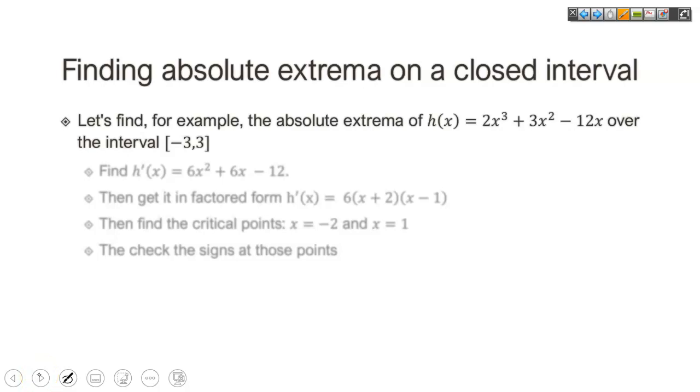Finding the absolute extrema on a closed interval. Let's find, for example, the absolute extrema of h. Apparently all my work just popped up and I can't find it. First thing you would do is find h prime of x.